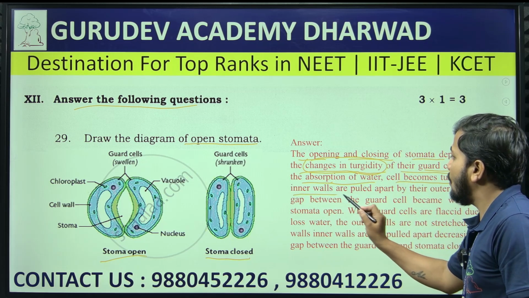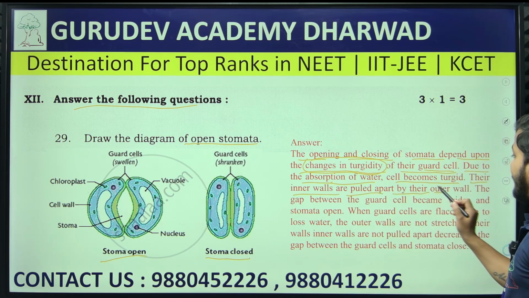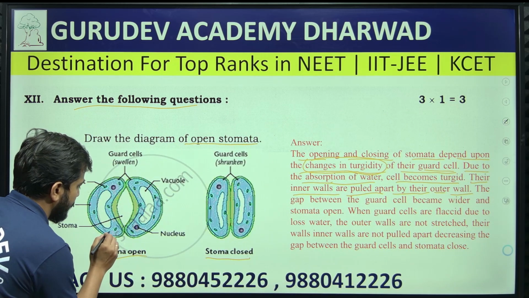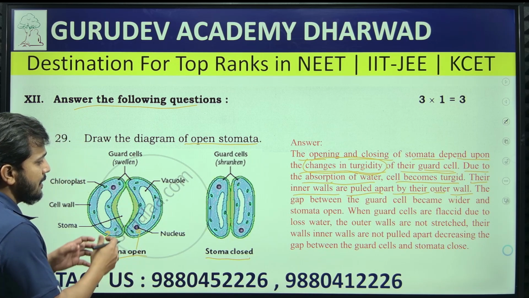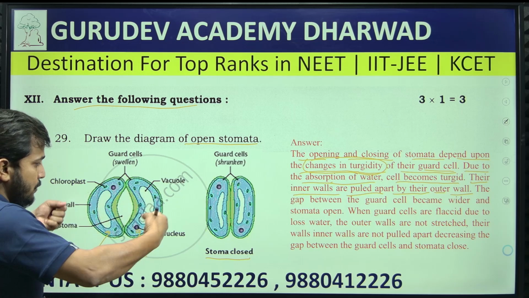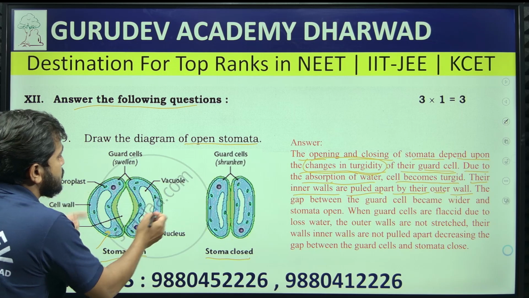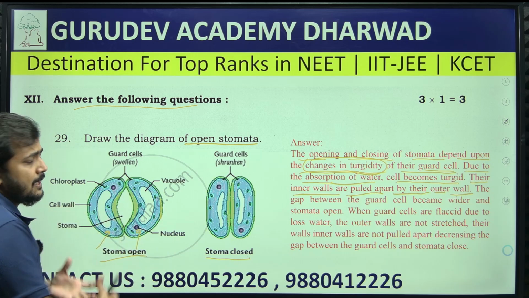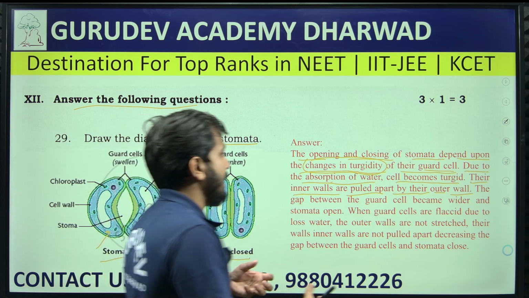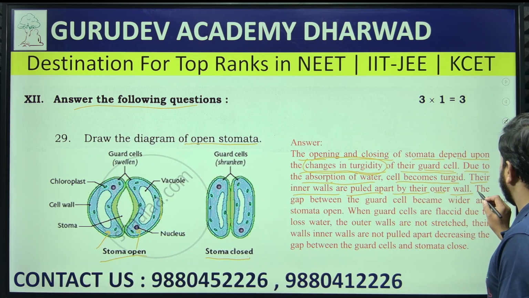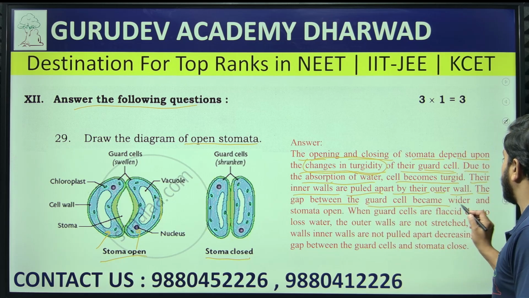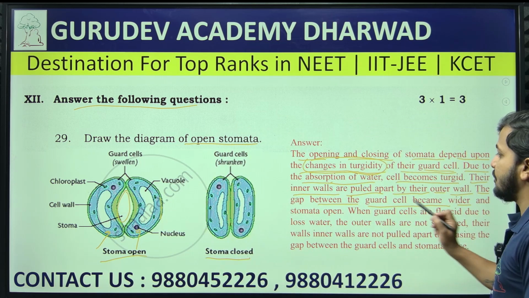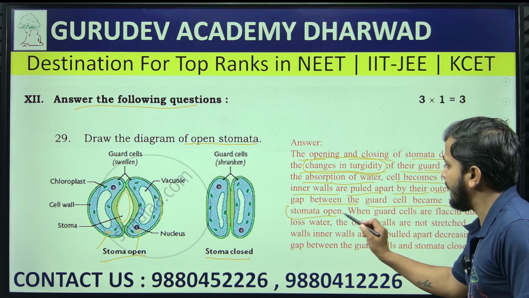There the inner walls are pulled apart by the outer walls. Now water enters the stomata, right? The inner wall is actually pulled out. Who is going to pull it out? The outer wall is going to pull out the inner wall of the stomata, and that makes the gap between the guard cells wider. Now the gap is wider, and at present the stomata is open.